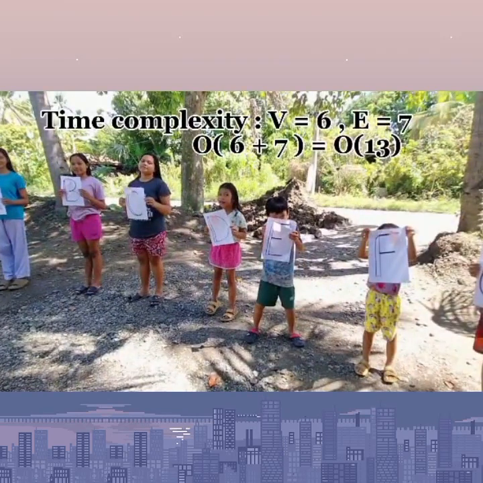The resulting time complexity: V is equal to 7, where V means the number of vertices. Then E equals 6, where E means the number of edges in the graph. So this is the result of the time complexity.